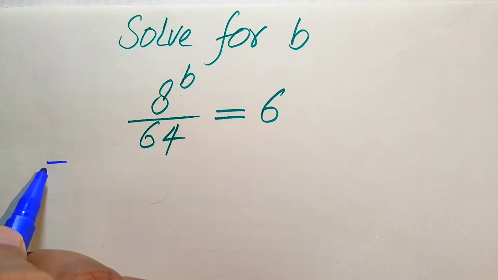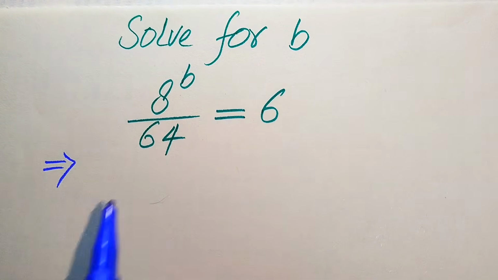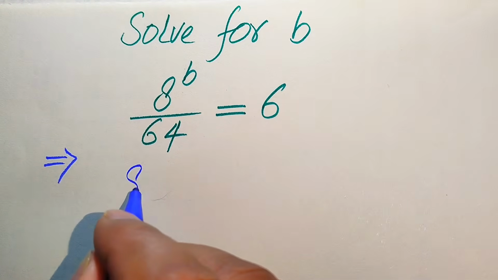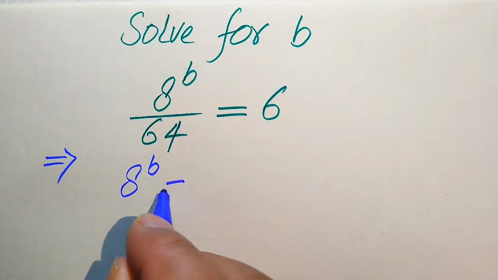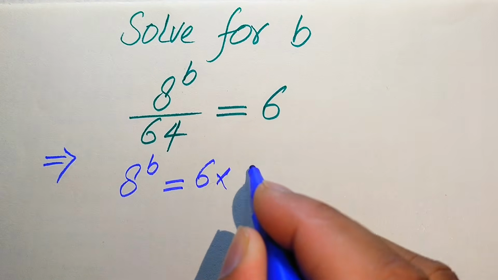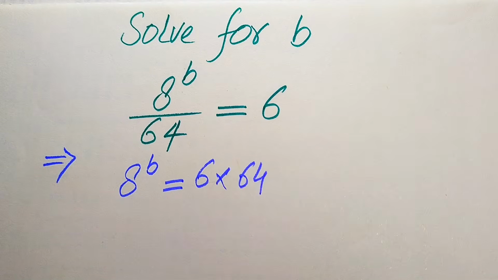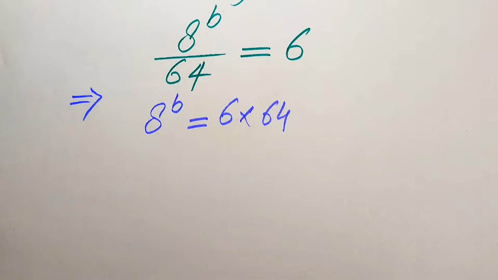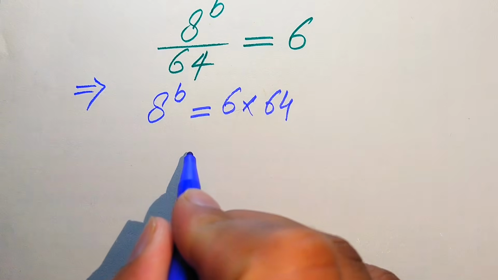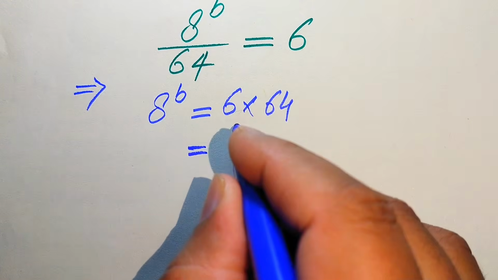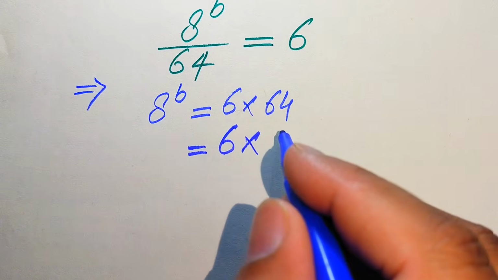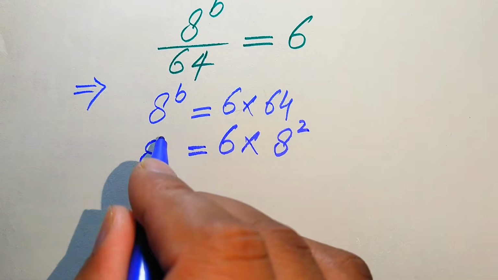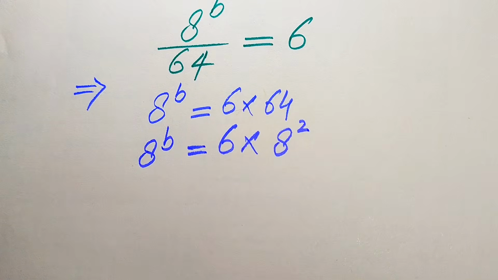And now we move towards the solution of this problem. Here we move the 64 from the left hand side to the right hand side, and it will be written as 8 to the power of b is equal to 6 times 64. Now in the next step, we need a little bit more simplification for the values of b. So we rewrite our right hand side as 6 multiplied by 64, and we write 64 as 8 squared, and in the left hand side we have 8 to the power of b.